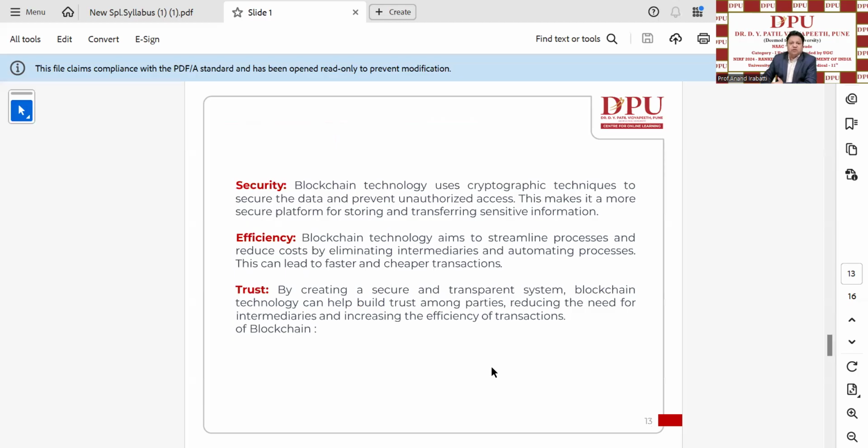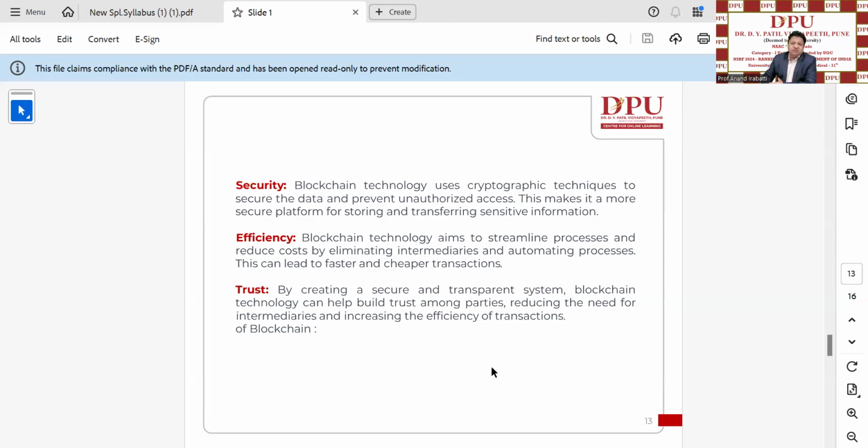The third objective is to provide security. Like I said, cryptography is the technique which is used to secure the data and the transaction, and that will prevent unauthorized access. Because of cryptography, it makes the platform more secure for storing information, and we can even transfer sensitive information over an insecure network. That is security.